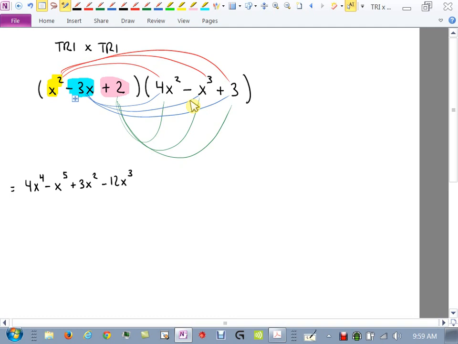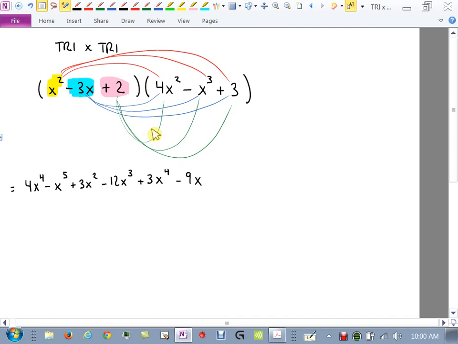Negative times negative? Positive. Positive 3, x to what power? 4, okay. Then negative 3x times positive 3. Negative 9x, right? Because I did have an x on that first, on the 3x, negative 3x. Okay, I've done 6 of the 9 multiplications. Now I need to pass a 2 through the entire set of parentheses.